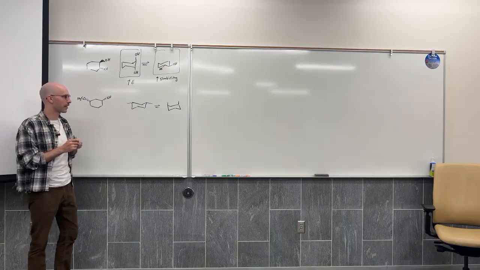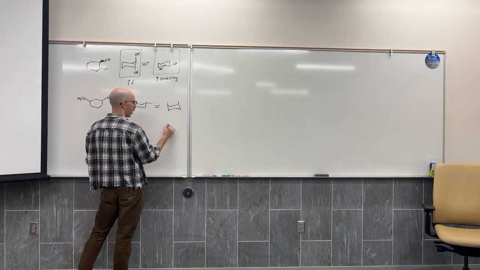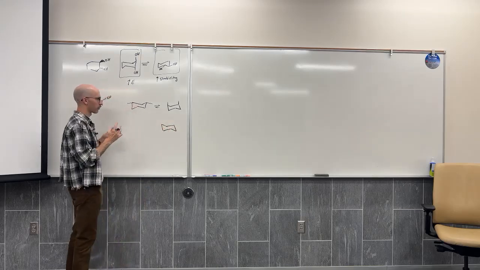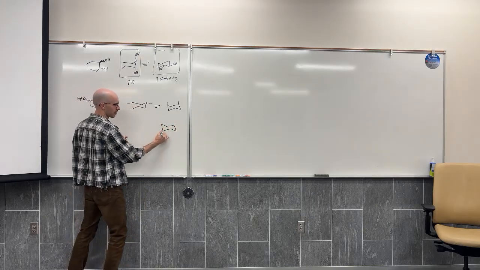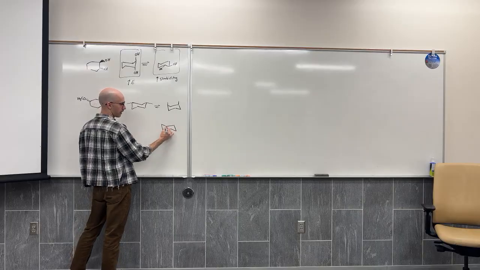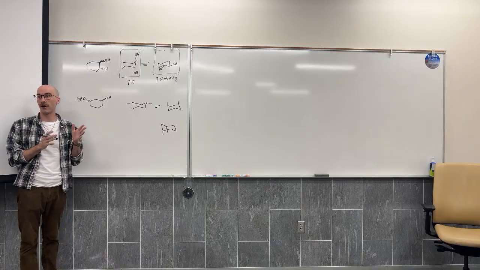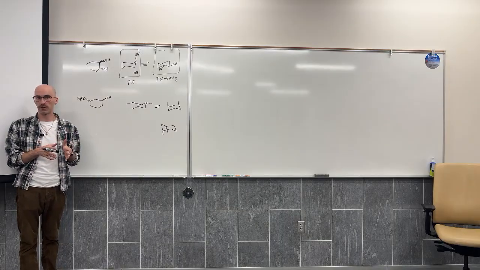How can our groups go from down equatorial to up axial? They're supposed to go from down equatorial to down axial. So one thing that we could do is draw a different chair conformation, one where the groups are actually down. So here's 1,3. I'm going to do the 3 on the back carbon. Here's 1,3, and they're both down axial groups. That would have been appropriate.